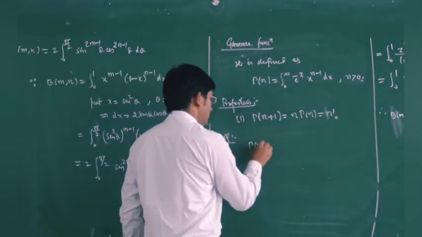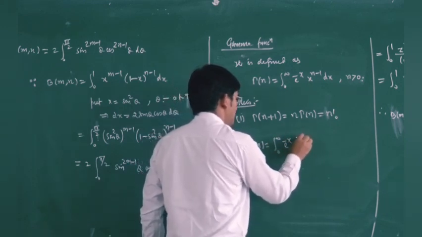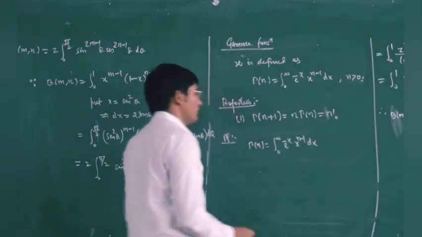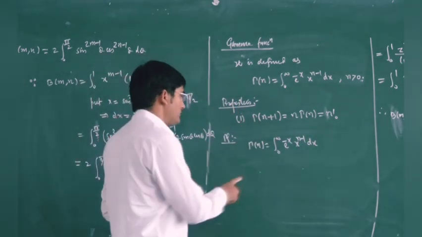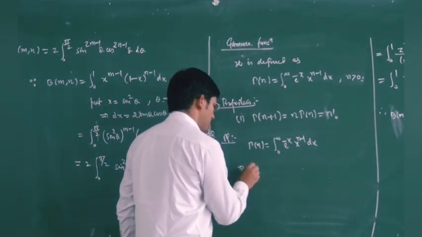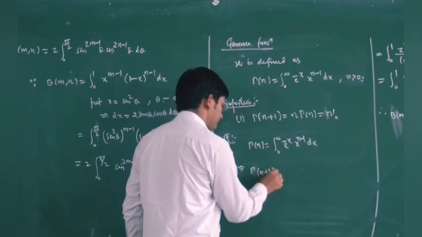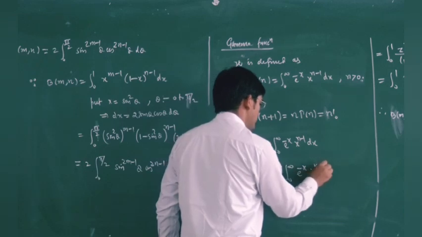Gamma n is equal to the integral from 0 to infinity of e to the power minus x, x to the power n minus 1 dx. Now we need the value of gamma n plus 1. So for that, replace n by n plus 1. So we have gamma n plus 1 equal to the integral from 0 to infinity of e to the power minus x, x to the power n dx.